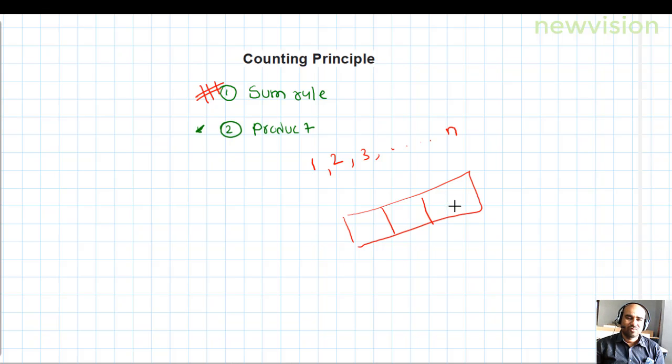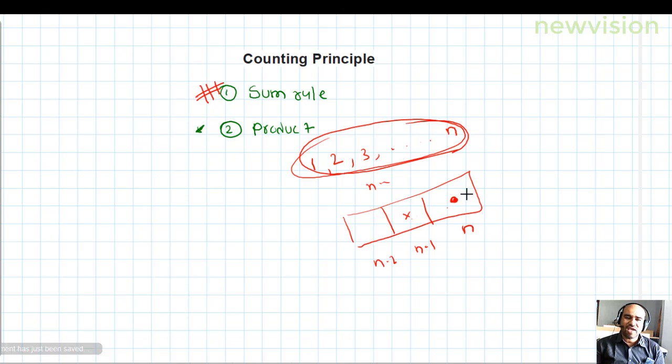Repetition is not allowed. The first blank I can fill in n ways, any one of them I can use. The second blank I can fill in n minus 1 ways, because one of them has already been used. So 2 used, the remaining are n minus 2. To fill the third blank I have n minus 2 ways. How many ways can you fill these n different objects into 3 blanks? I can say n into n minus 1 into n minus 2 ways. So this is the answer: n into n minus 1 into n minus 2.